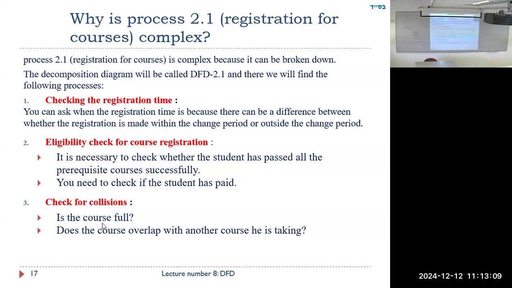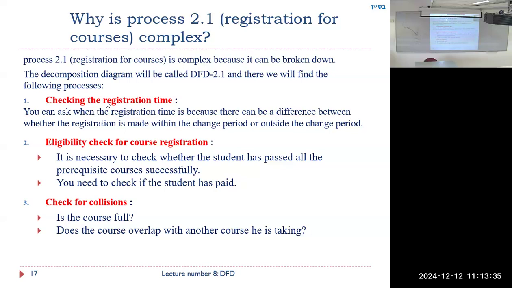But if we wanted to, we could write all the things that we have to do, all the different procedures and processes that would be necessary to register. We have to write every single thing. If we wanted to, we could just write check for collision, check eligibility. But then if we wrote only the things in red, that would be DFD 2.1.